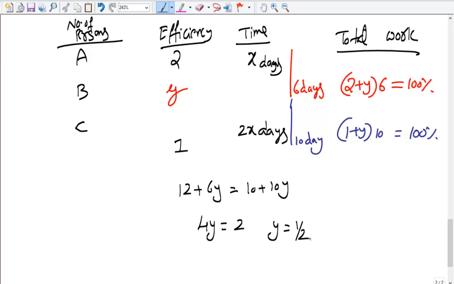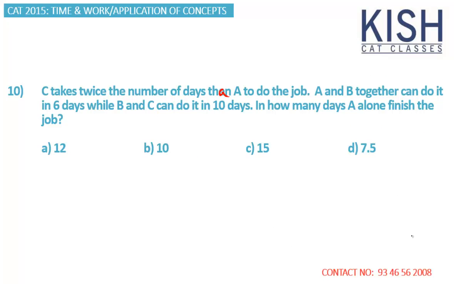Now we can easily calculate the number of units of work. In place of y, if we substitute 1/2, then we can directly say from this equation, 2 + 1/2 × 6, that is the total work. That is 15 units of total work. Now the efficiency of A is 2 units per day and the total work is 15 units. So he would be finishing the work in 7.5 days. That's very simple.